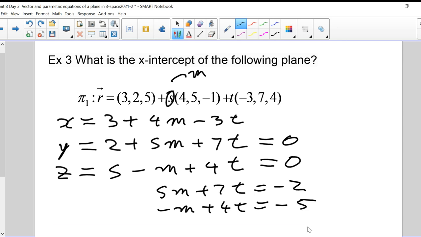Okay, somehow I think I did something else wrong here. So that's 5M plus 7T, and that would be a Z of 5 minus M plus 4T.